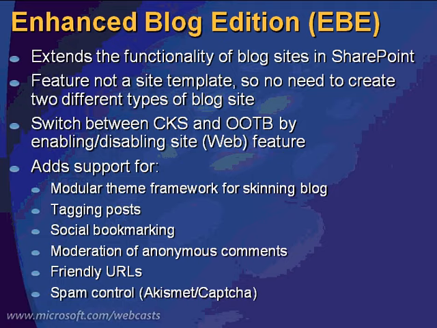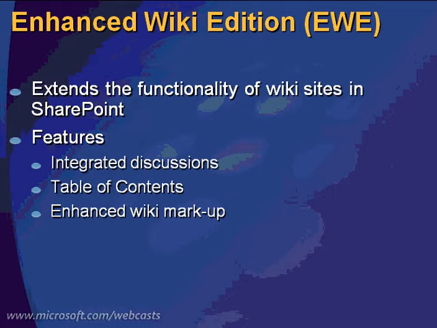The support that you get is a module theme framework, and this is for skinning the blog. This lets you use CSS to theme it. You can do tagging. You saw that there were social bookmarking links on the site that you could use. You can use moderation for anonymous comments. The other thing is friendly URLs are very popular on the web, and the Enhanced Blog Edition allows you to have friendly URLs instead of the list ID or the GUID of the list in the URL, as well as spam control. So you can use CAPTCHA or any of those spam control types of items.